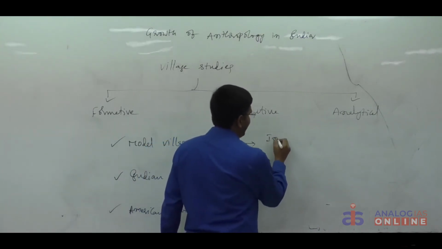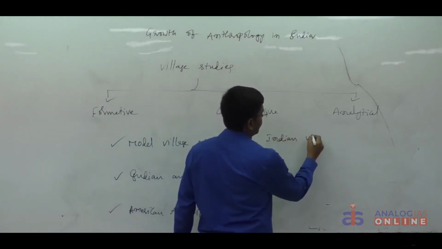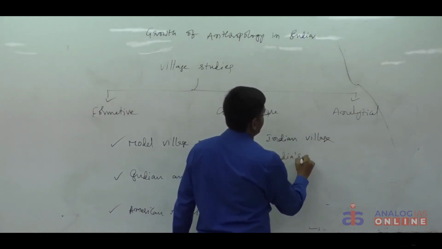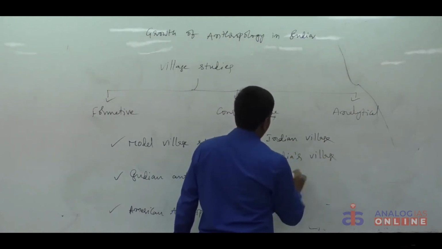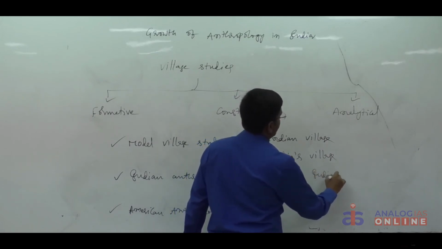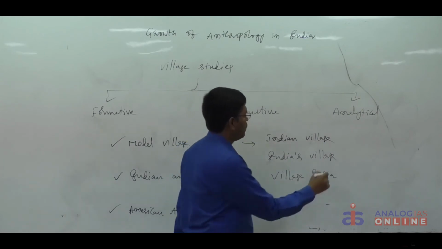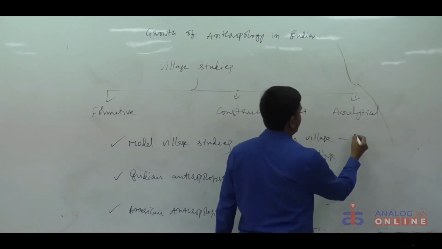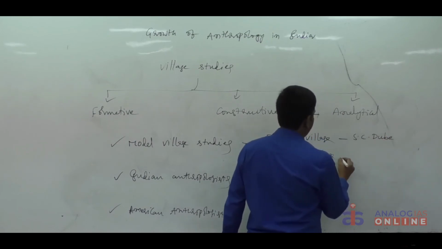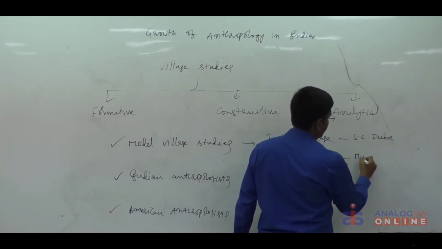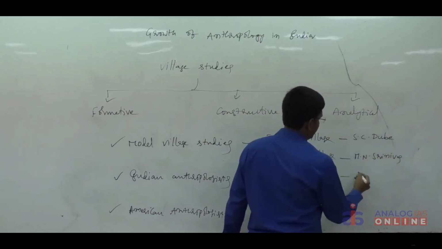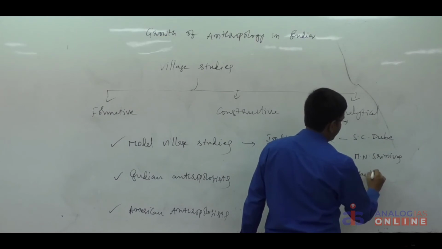They are The Indian Village, India's Village, and Village India. The Indian Village was produced by S.C. Dubey. India's Village was produced by M.N. Srinivas. And Village India was produced by McKim Marriott.